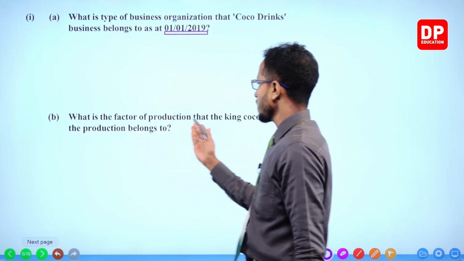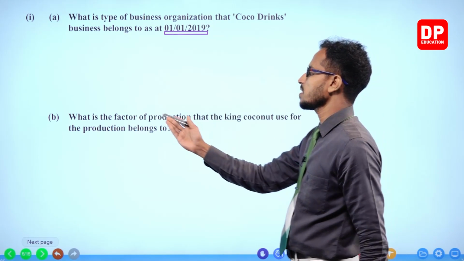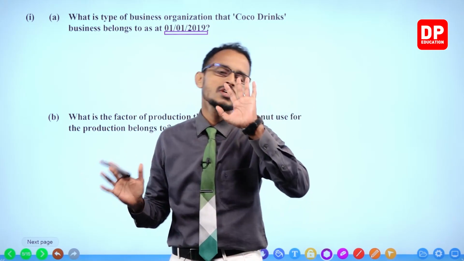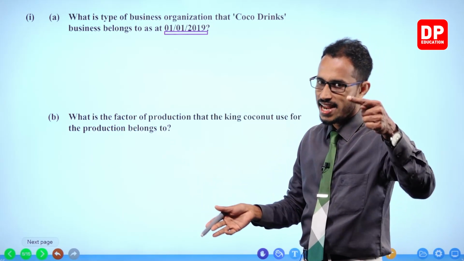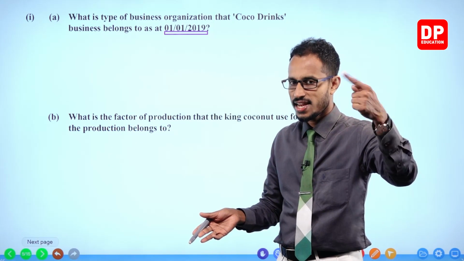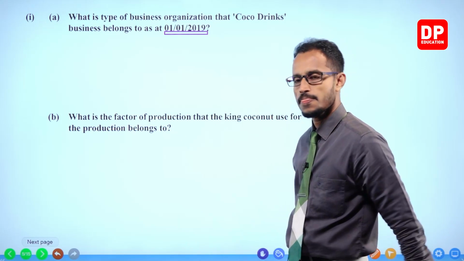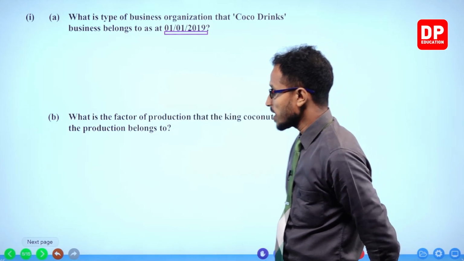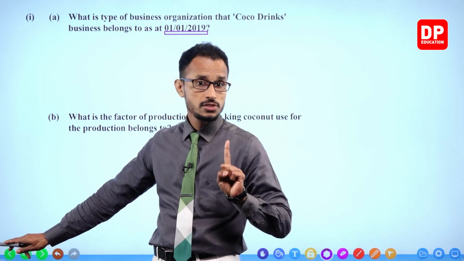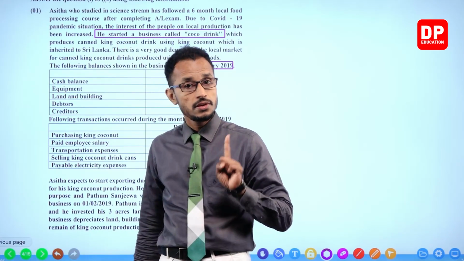Likewise, what is the factor of production that the king coconut is used as? King coconut is the natural resource used for production. Natural resources go under land. That is the factor of production, land. Write the answer. Likewise, you can tackle it. That is the first method, guys.